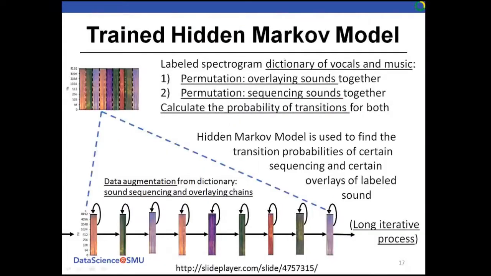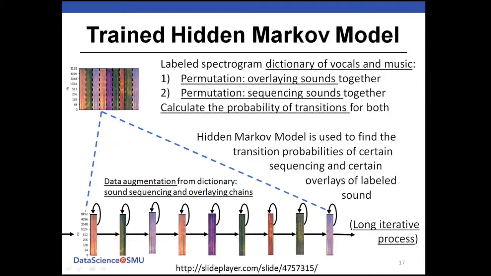To do this, we have a dictionary of labeled sounds from the original Multimedia data set. And from that labeled dictionary, we permute overlaying sounds together, and then we permute sequencing sounds together. So that's the Markov model. And then we calculate the probability of transitioning between overlaying sounds as well as sequencing sounds. And then the hidden Markov model is used to find the transition probabilities of certain sequencing and certain overlays of labeled sound. So it's a long iterative process depending on how big the data set is, and it's data augmentation from the original dictionary.